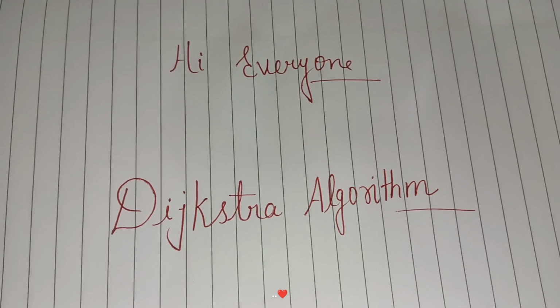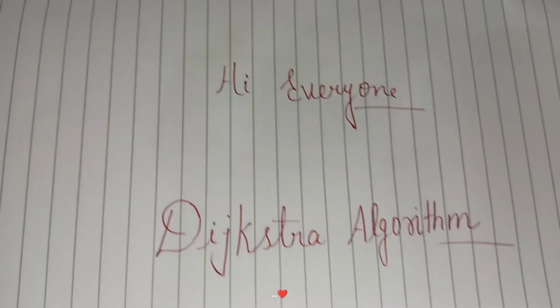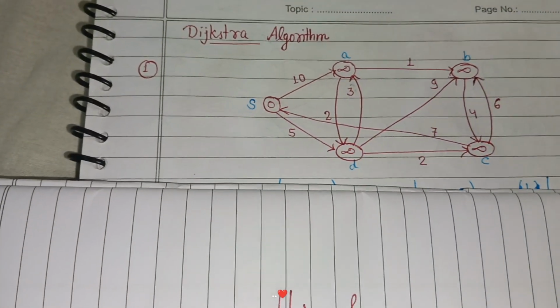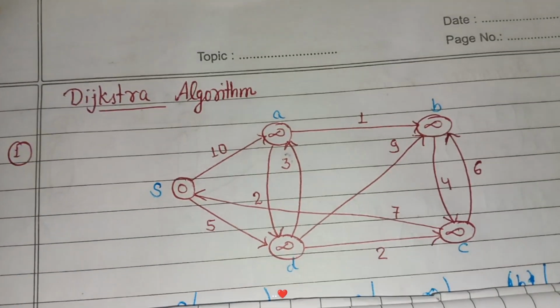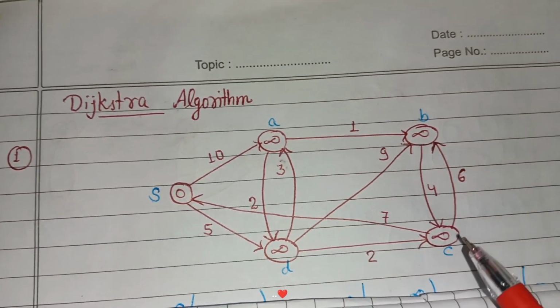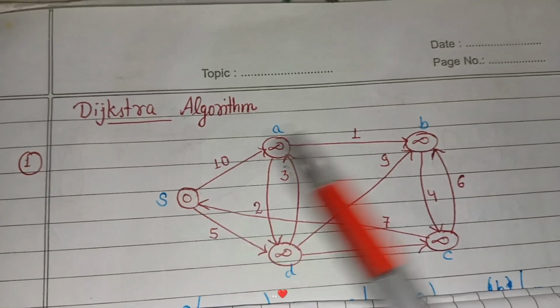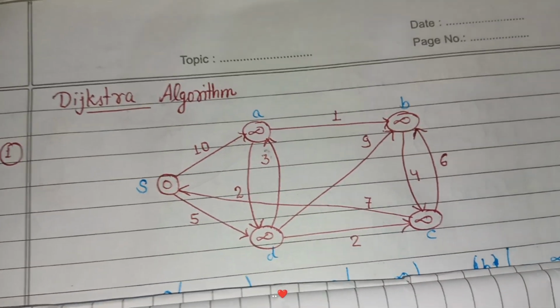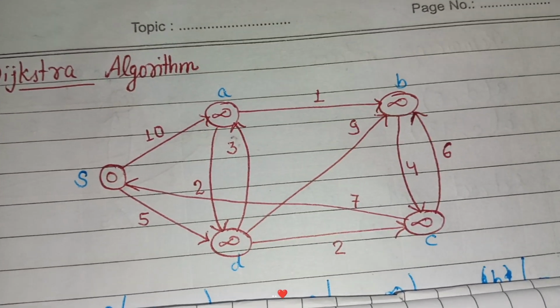So let's start. First, let us understand the graph given here. This is a weighted directed graph. The vertices are S (source), A, B, C, and D. The weights on the edges represent the cost or distance to move from one vertex to another.